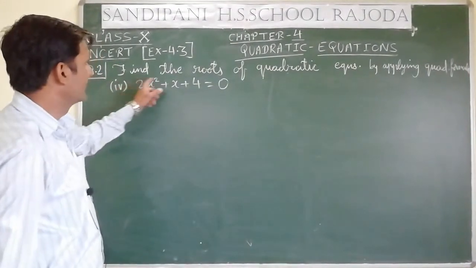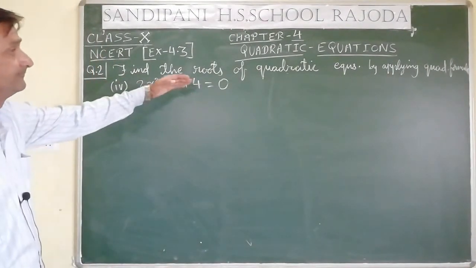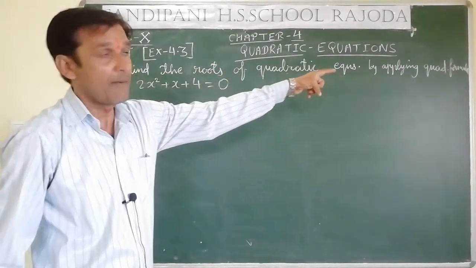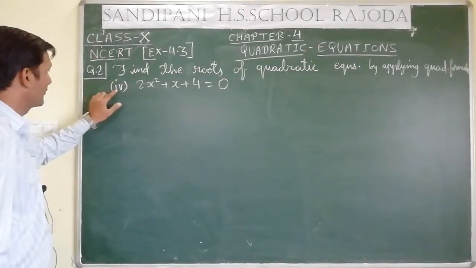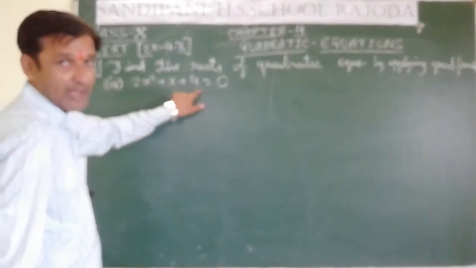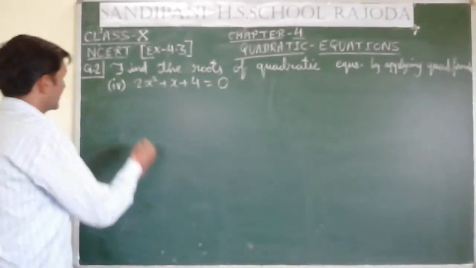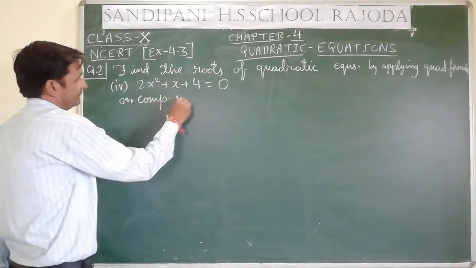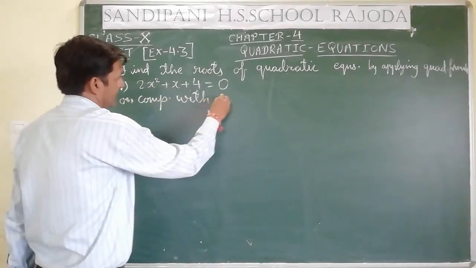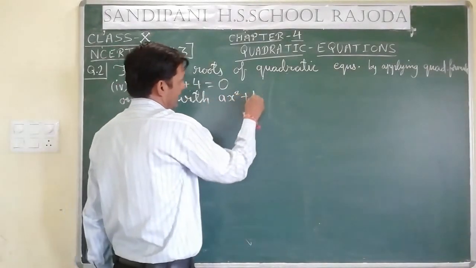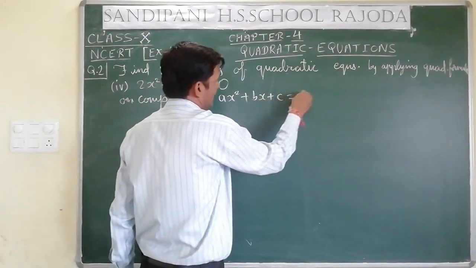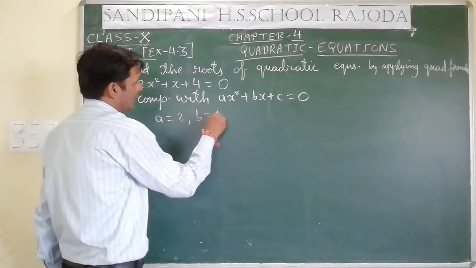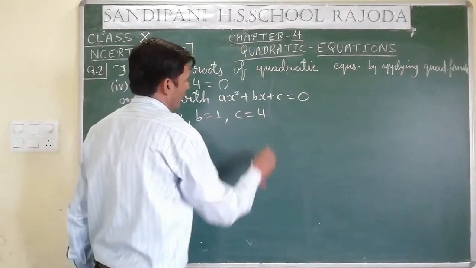In this question, again we have to find the roots of quadratic equation by quadratic formula. The question is 2x square plus x plus 4 is equal to 0. Here, on comparing with ax square plus bx plus c is equal to 0, a is equal to 2, b is equal to 1, c is equal to 4.